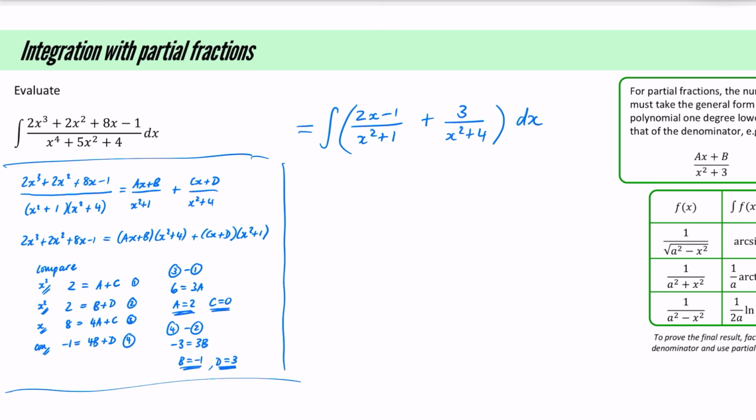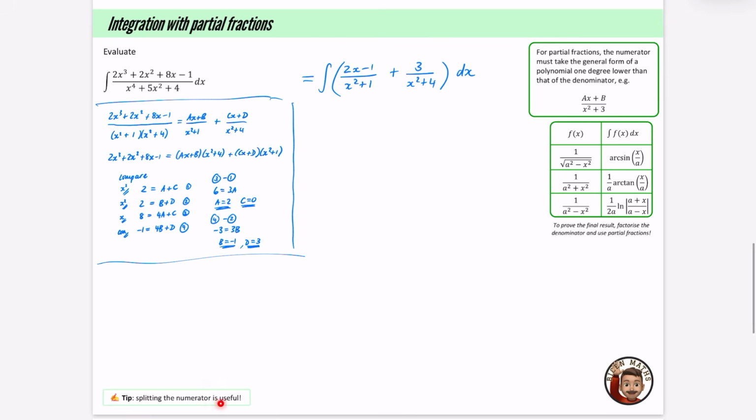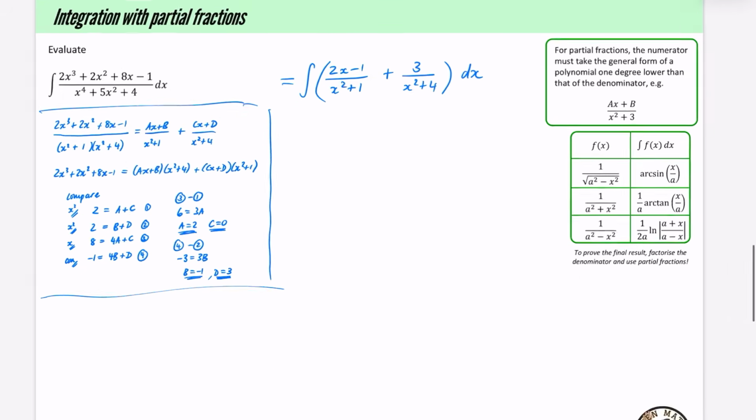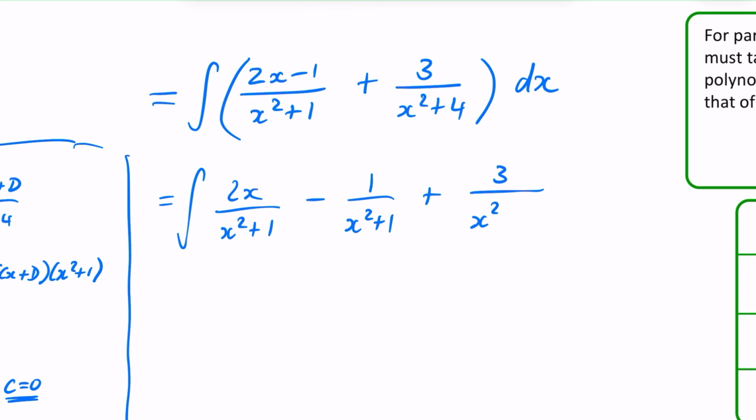We can now just get on with doing the integration as normal. But I have written this little extra clue down here. Splitting the numerator is useful because looking at these formulae, we've got something that looks like this one, but we don't have something with this as the numerator. So I think if we split this into two parts by splitting the numerator up, we should be able to figure out what the integration is going to be. So this is going to be 2x over x squared plus 1, minus 1 over x squared plus 1, plus 3 over x squared plus 4, like this, okay?